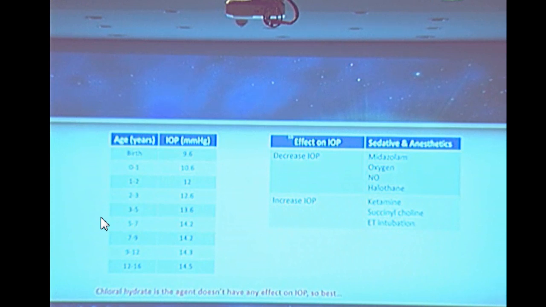Again, we need to be aware of agents that can decrease the IOP, such as midazolam, oxygen, nitrous oxide, and halothane, and those that can increase the IOP, such as succinylcholine, ketamine, and intubation. So you need to be aware of these things. Chloral hydrate is nowadays the best one, and it doesn't influence the pressure measurements.